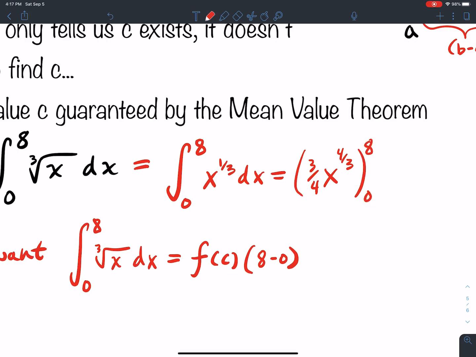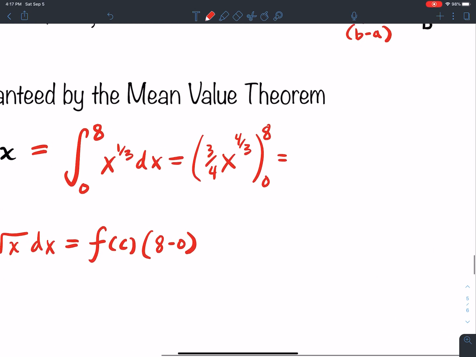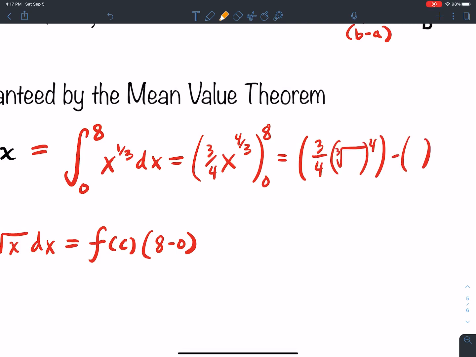So I use the fundamental theorem of calculus part 2: F of 8 minus F of 0, F of b minus F of a. I'm going to plug 8 into the antiderivative. When I plug in 8, everywhere I see an x, I get 3/4 times the cube root of something raised to the 4th power. So I plug an 8 in there. The cube root of 8, the number I multiply by itself 3 times, is 2. So what do I have? I have 3/4 times 2 raised to the 4th power.